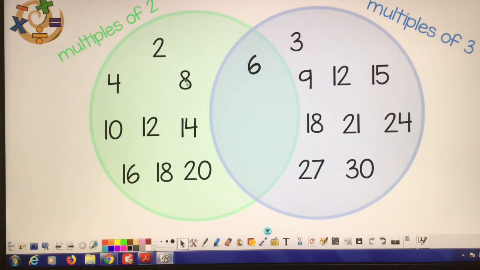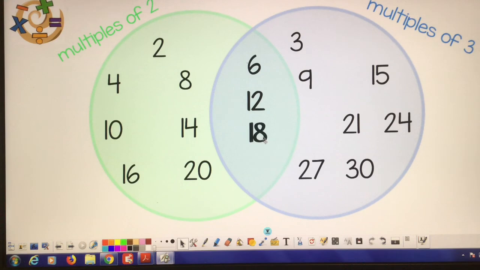Okay. Do both have 8? No. Do both have 10? No. Do both have 12? Yeah. So once again, I'm going to erase it from my 2 and erase it from my 3 and bring them together. Okay, do both have 14? No. Do both have 16? No. Do both have 18? Yes, so I'm going to bring 18 over. And then do both have 20? Nope, and then we stop on 2, so I don't need to keep going on 3.